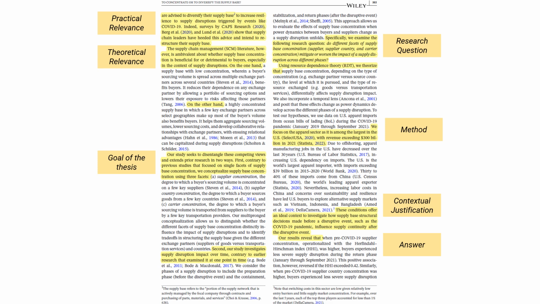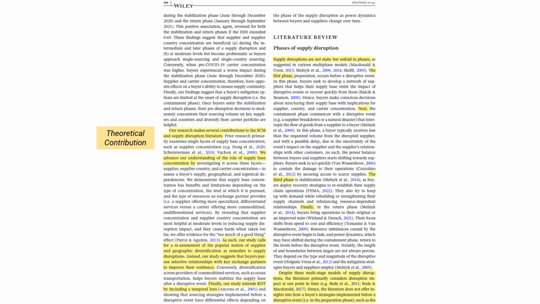They then provide a summarized overview of the key findings achieved in the study. You can see this directly from the phrase, "our results reveal that," and so on. In the last part of the introduction, they explain the theoretical contribution their research makes to the existing literature. This is evident from the phrase, "our research makes several contributions to the supply chain management and supply disruption literature."